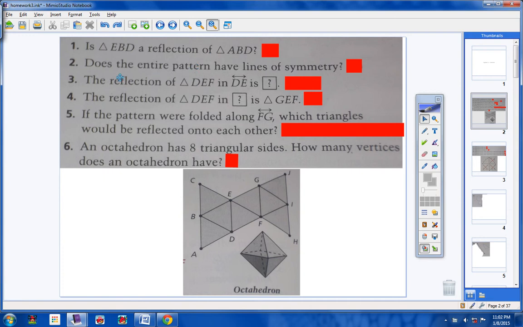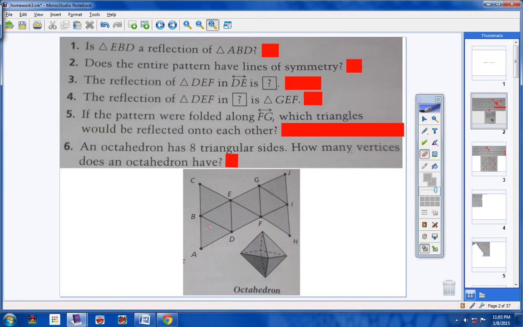Question number 1 is: is triangle EBD, this triangle here, a reflection of triangle ABD? And the answer is yes, it is. See this line right here? If you were to fold the piece of paper right on this black line, this triangle here would fall right on top of this triangle here. So yes, it is a reflection.